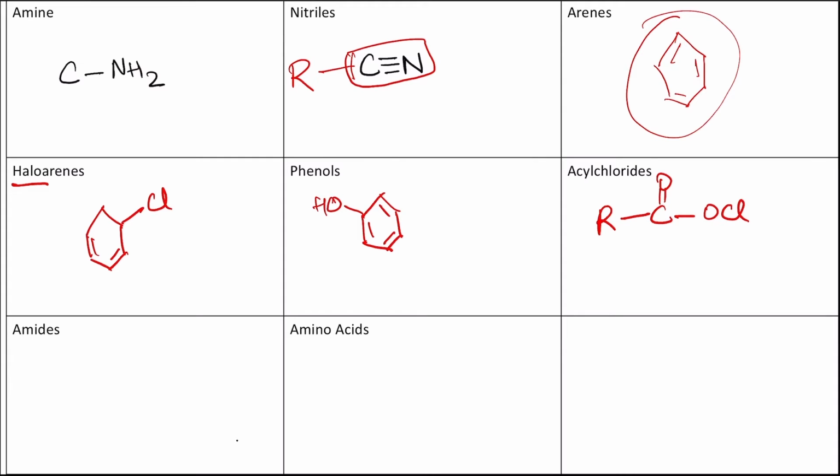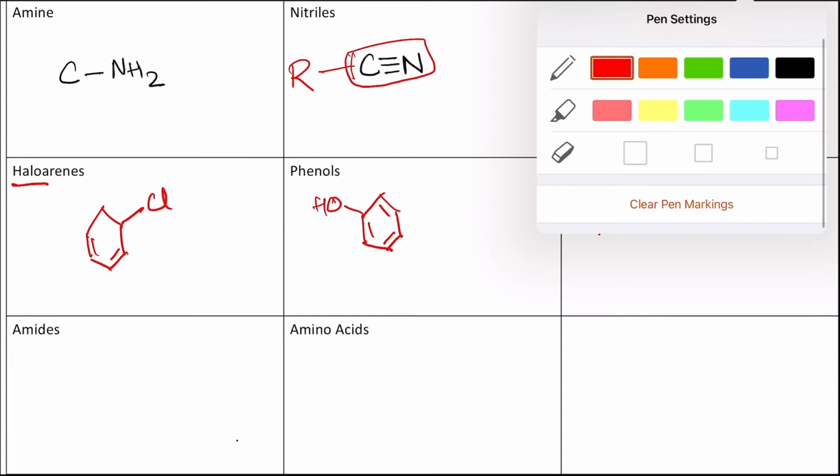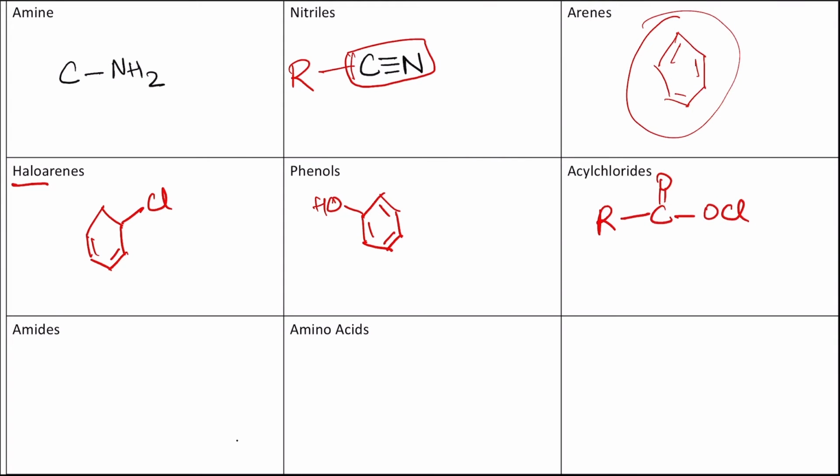So the thing with acyl chloride is that it's pretty much an acid which gets substituted. If you have an acid and that gets substituted with a chlorine, the OH group gets replaced. That is an acyl chloride.